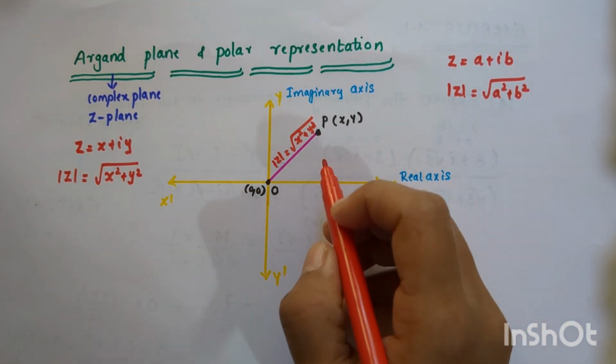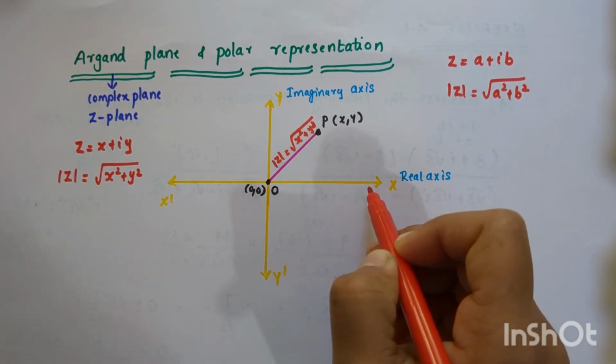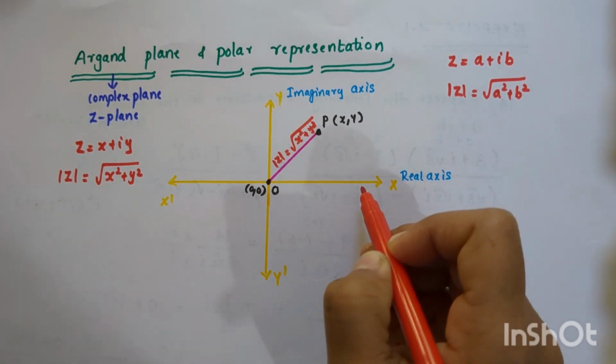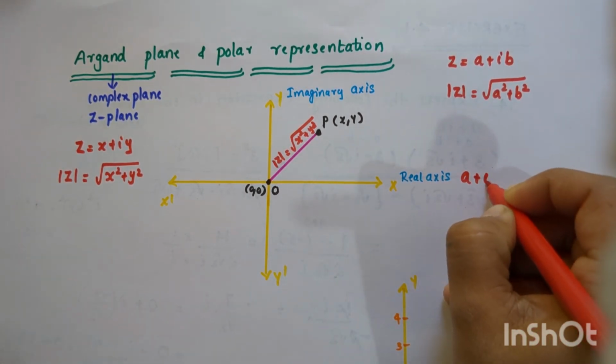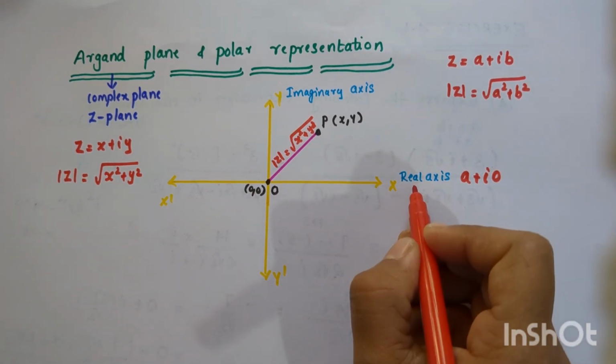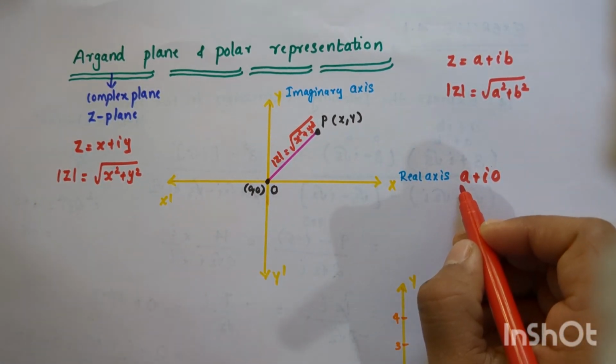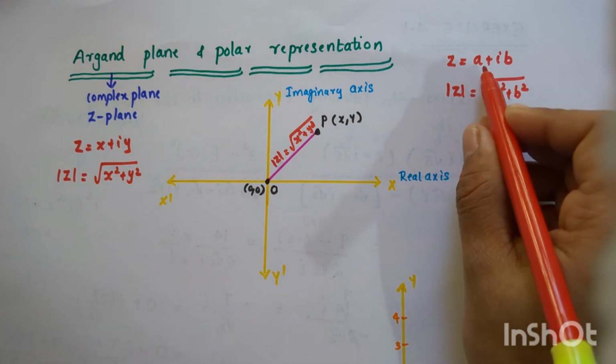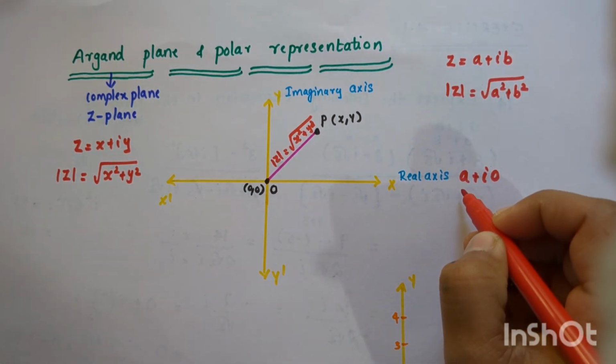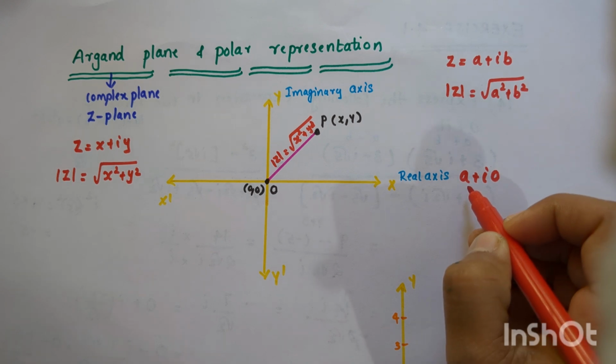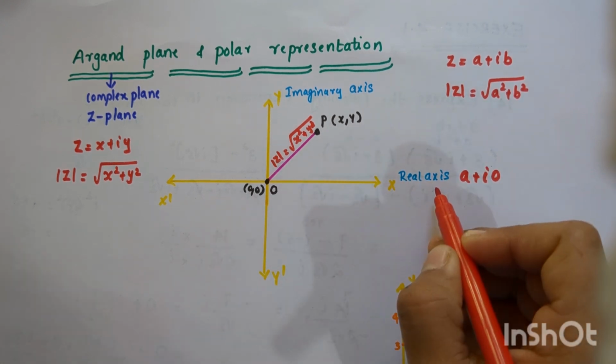Okay, now you see the points on the x-axis correspond to the complex numbers of the form a plus i0, because the real axis has the real numbers. a is the real part of the complex number. Now, if we consider the complex number a plus ib, a is the real part. Similarly, it has only the real part a, so x is called the real axis.